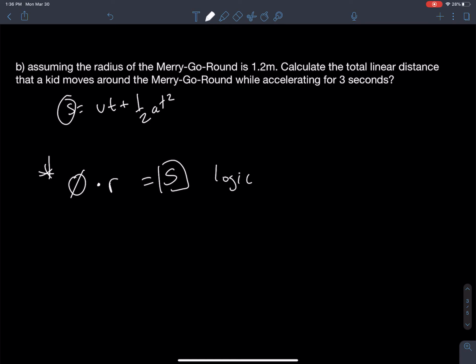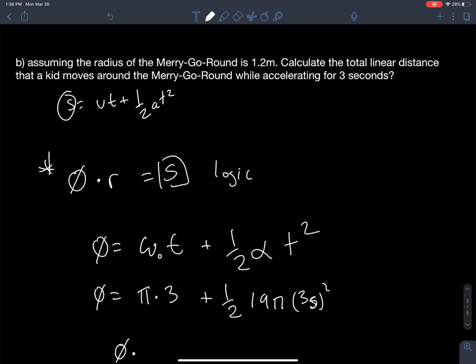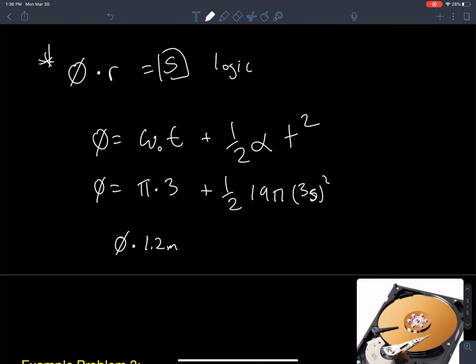Okay, so my theta is going to be equal to ω₀ times time plus 1/2 α t squared. In that case, theta is going to be equal to pi times 3 plus 1/2 times 19 pi times 3 seconds squared. Once I solve that out, that gives me the total theta that I've moved. The theta that I moved times 1.2 meters is going to give me my total displacement. And that's the logic behind solving that.